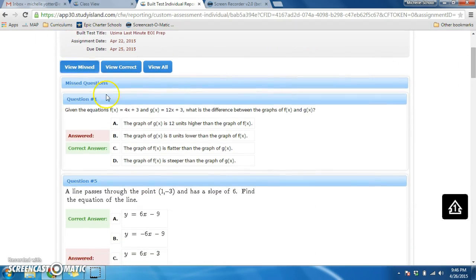So this first one was, given these two equations, what is the difference between the graphs? So what you need to remember is if they have the same slope, then we look at the y-intercepts. If they have the same y-intercept, then we look at the slope. If they have the same slope, then they're going to be parallel, so we can get rid of our options that talk about them being flatter and steeper. If they have different slopes, then we're going to look at whether they're higher or lower.